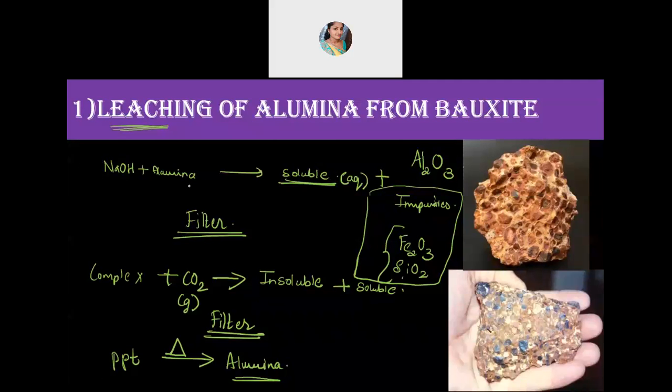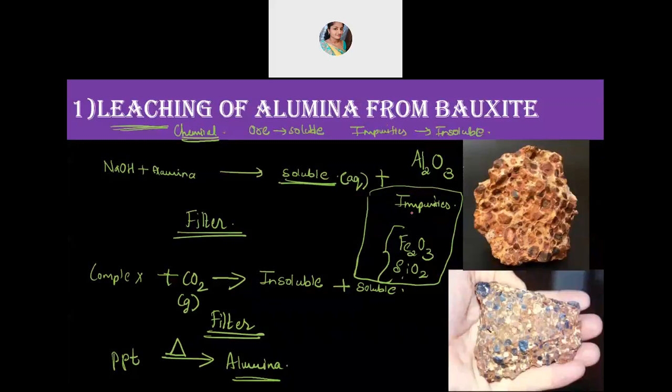I'll repeat it once again. The leaching process is a chemical method. In this process you have to take a chemical reagent in which your ore is soluble, and the impurities which are present should be insoluble in that. They should not form a soluble complex, so whichever impurities are there can be thrown away easily. They can be filtered away easily.